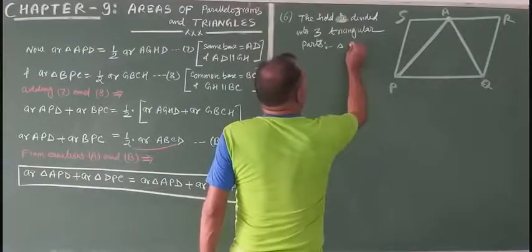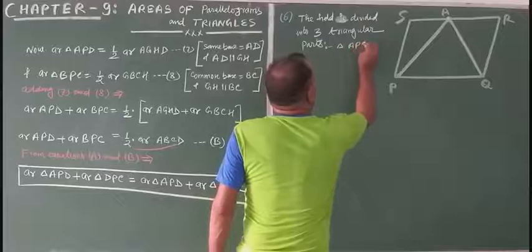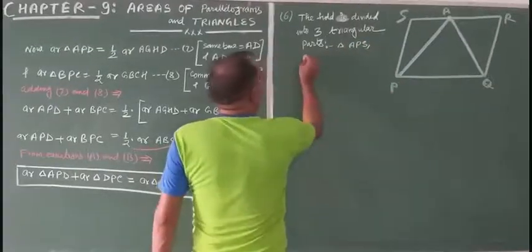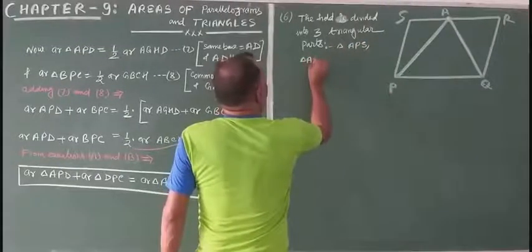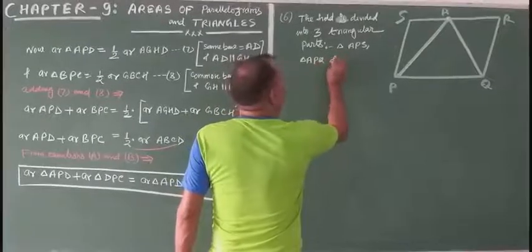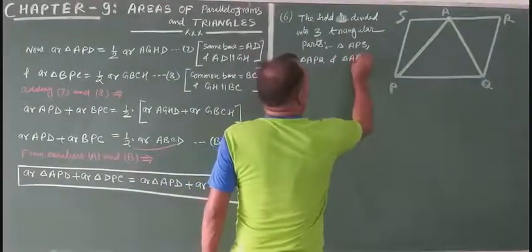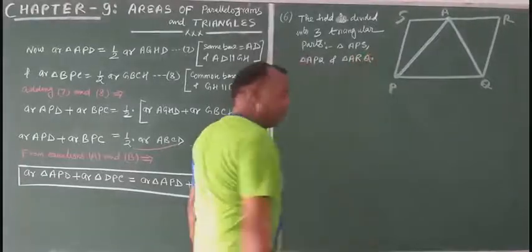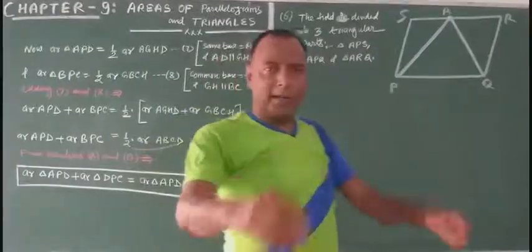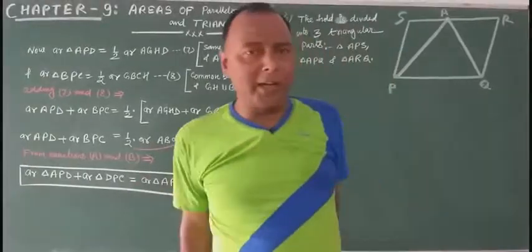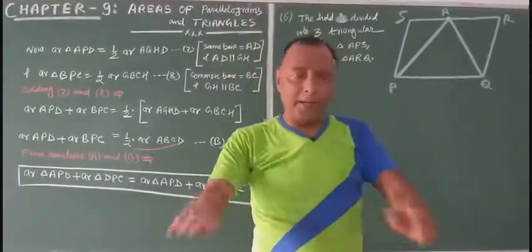Triangle APS, triangle APQ, and this one ARQ. In these 3 triangular parts the field is divided now.